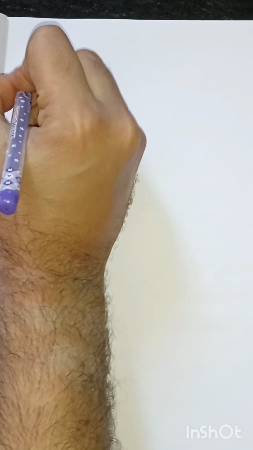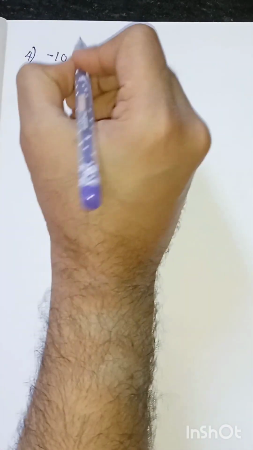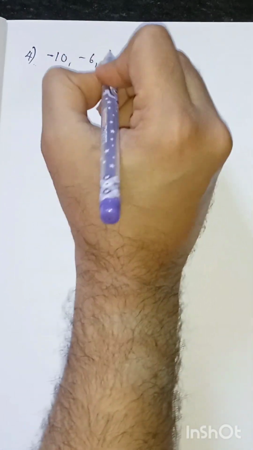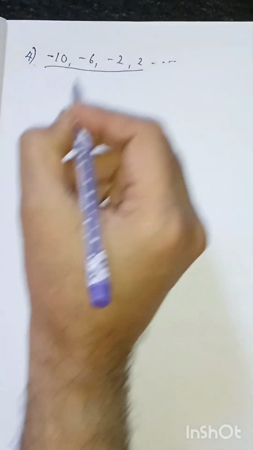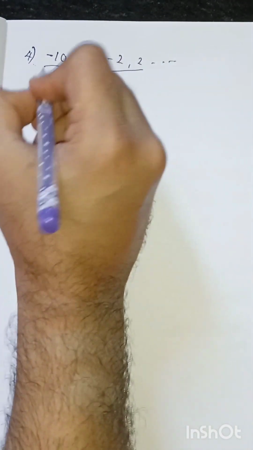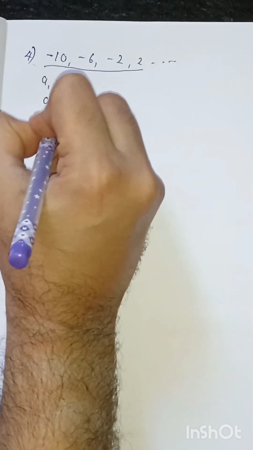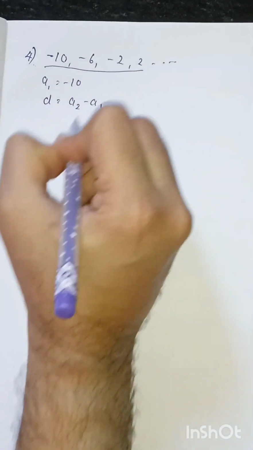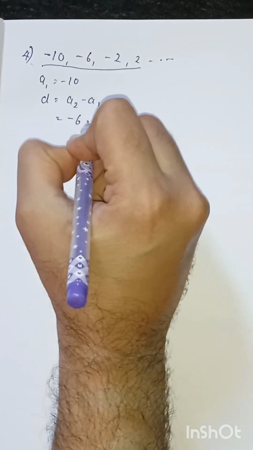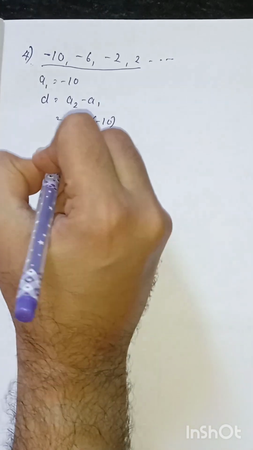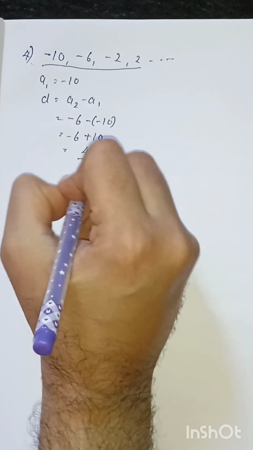Now the fourth problem is minus 10, minus 6, minus 2, 2 and so on. In the same way, we have to check first whether it is in AP or not. A1 equals minus 10, D equals A2 minus A1. What is A2 here? Minus 6 minus of minus 10, minus into minus plus. Your answer is 4.